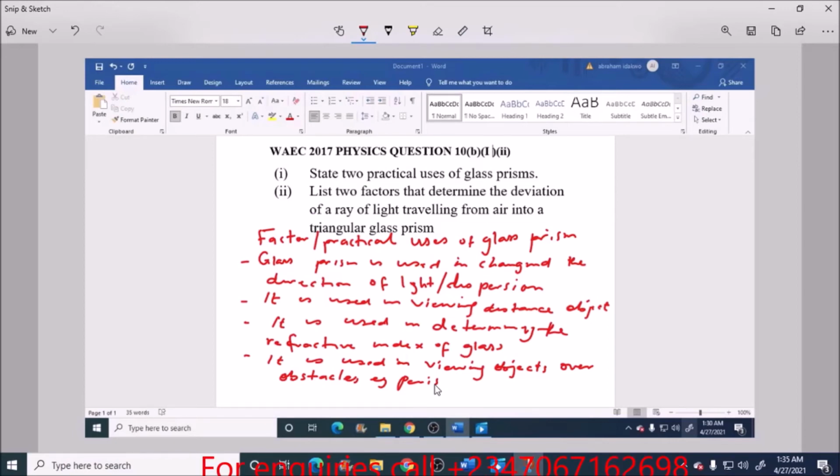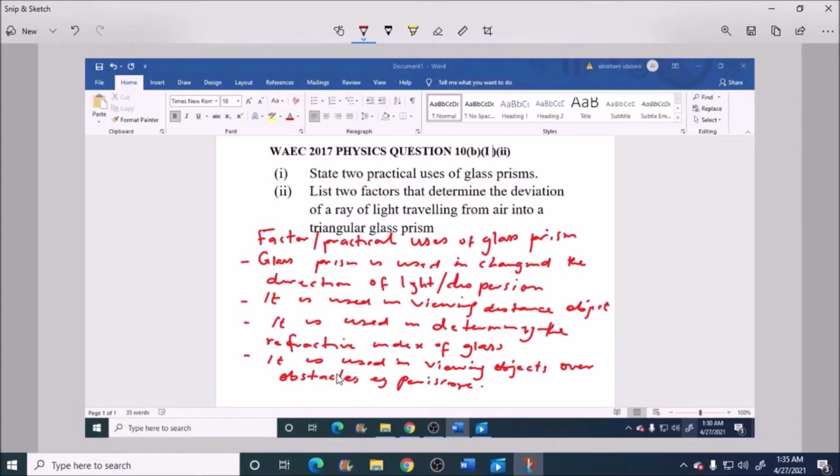Okay, now the second question says list 2 factors that determine the deviation of a ray of light traveling from air into a triangular prism. Now let's draw the interface, and then let's have the incidence, and then the angle it makes with the interface, and then here is the incidence.